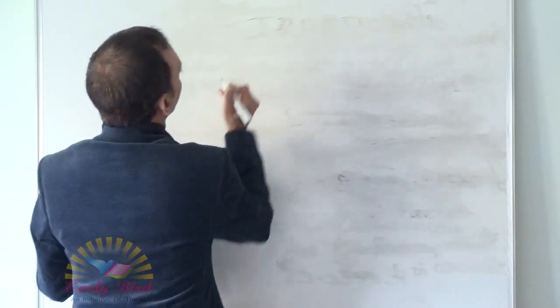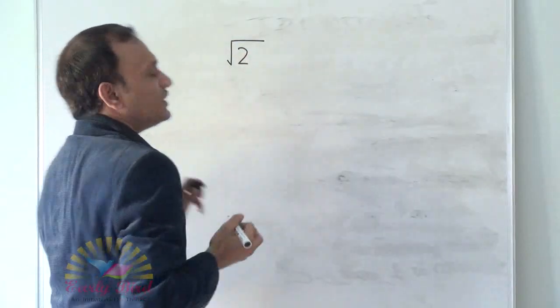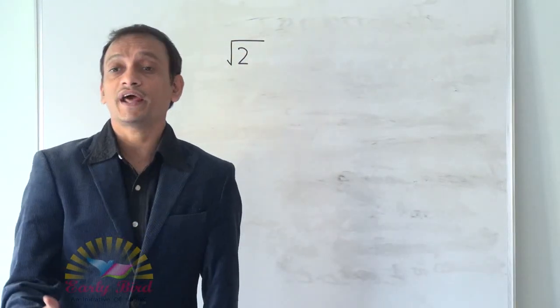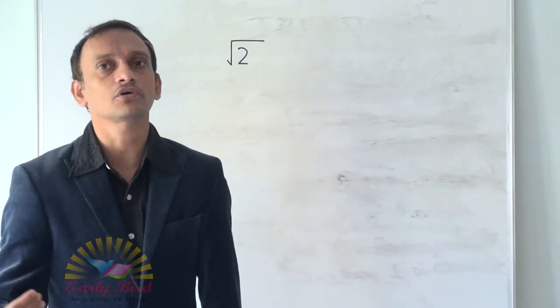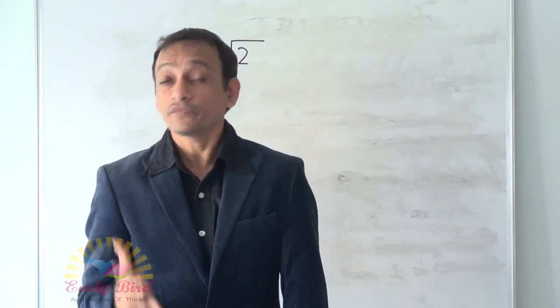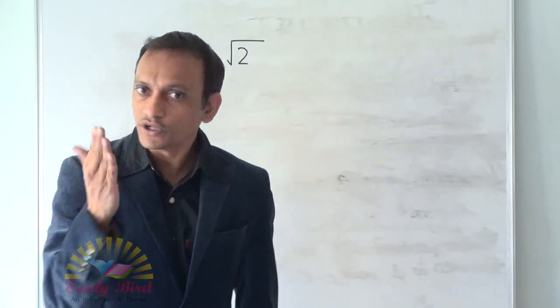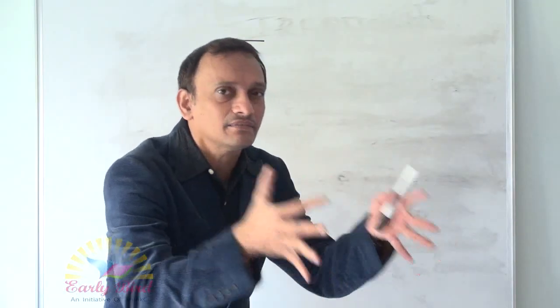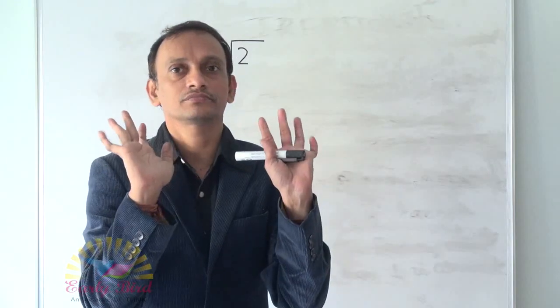For example, if there is a number like the square root of 2 and I want to see if it's rational or irrational. Well, when you do not know whether a number is rational or irrational, then what you do is you assume that it's rational. When you cannot readily see whether the number is rational or irrational, then you assume that it's rational. That's the rule of the game.